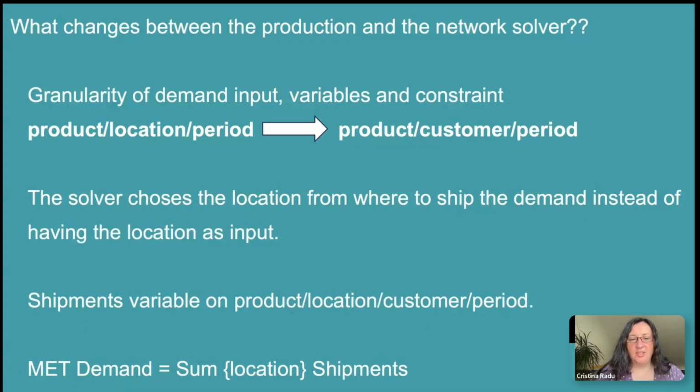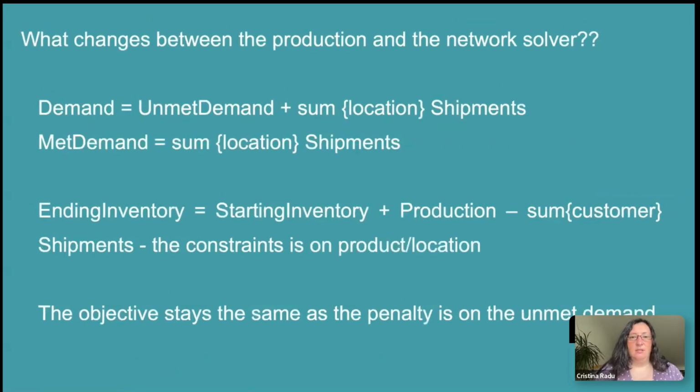The biggest change, let's say, is the fact that now we don't talk about met demand anymore, but we talk about the sum of the shipments over the location, because they need to align the granularity. The met demand as well is now on product customer, so this term also needs to be on product customer. That's why we need to sum over the location. So let's continue. This is the demand balance, which is normally demand equals unmet demand plus met demand. And now the met demand looks different. It's the sum of shipments.